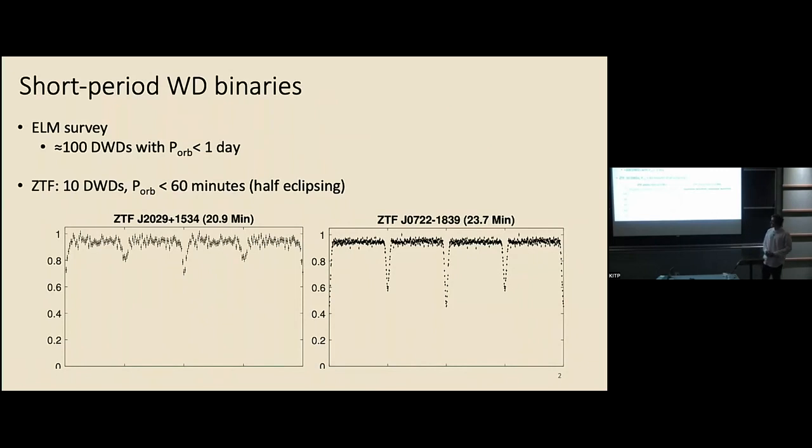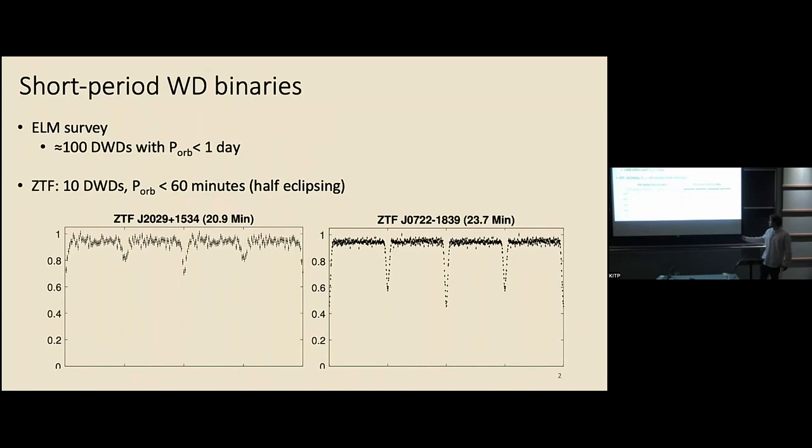In the past decade, there have been two main surveys discovering these sort of systems, first of which is the ELM survey, which is targeting extremely low mass white dwarfs. This has found about 100 double white dwarfs with orbital periods less than 1 day. The second survey is ZTF, which has been mentioned before. Since 2019, ZTF has discovered more than 10 double white dwarfs, all with orbital periods less than 1 hour, 60 minutes, which is quite short. And about half of these are eclipsing.